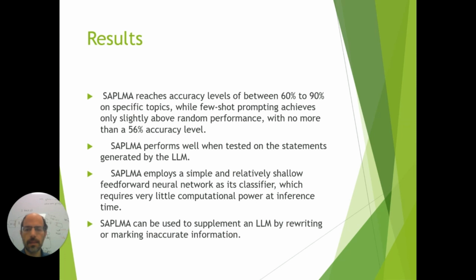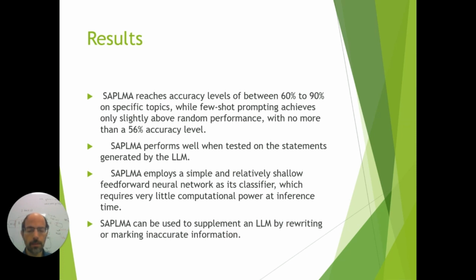As for the results, SAPLMA reached accuracy levels of between 60% and 90%. This depended on the model we used. We used two models. The first model was OPT 6.7 billion, and the second one was Llama 2 7 billion. Llama 2 performed much better. It also depends on the topics. For some topics, like cities, SAPLMA performed much better, and for some topics, like chemical elements, it didn't perform as well. Few-shot prompting did not reach anything above 56% accuracy and performed quite poorly.